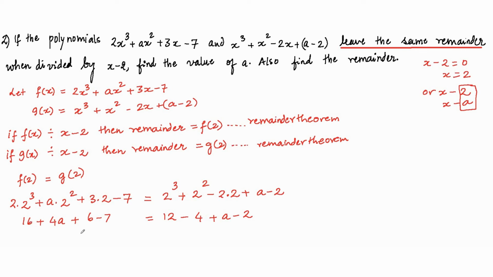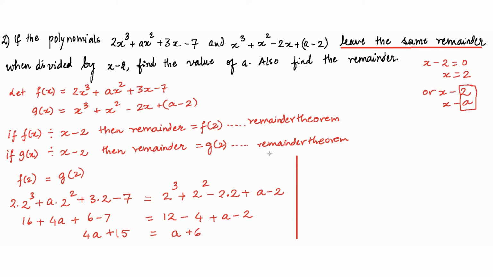Let me combine the like terms. So I get 4a, 6 minus 7 is minus 1, and 16 minus 1 is 15. So 4a plus 15 is equal to a, 12 minus 4 is 8 and 8 minus 2 is 6. So I get 4a plus 15 is equal to a plus 6.